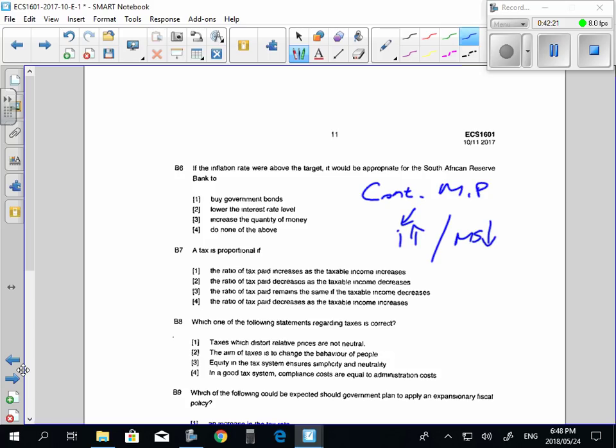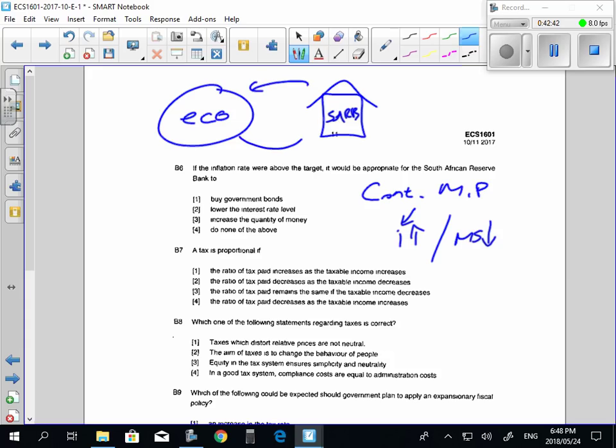All right? Now, if the central bank... here's our economy, and here's the central bank. Remember, they are 2 separate entities. If the central bank were to buy government bonds, okay, what would happen? They would give the economy a bunch of money and they would take out the bonds. Okay? So that would definitely not be what they wanted to do. Okay?